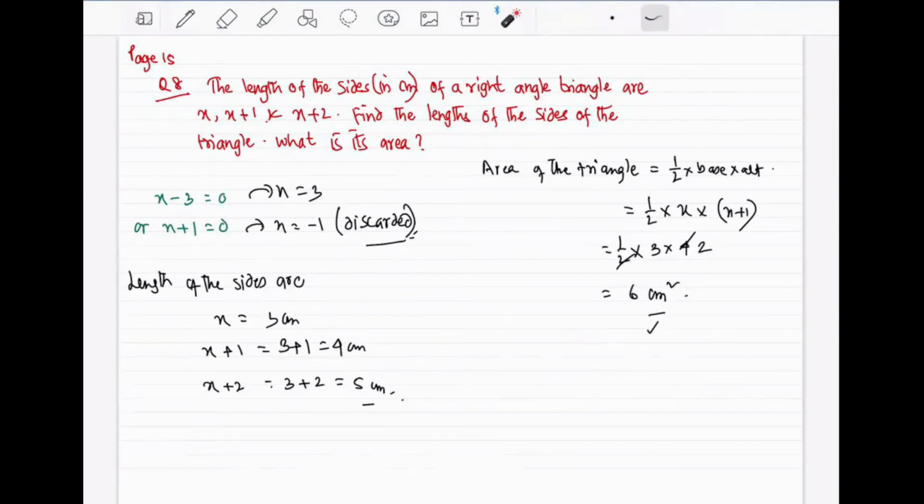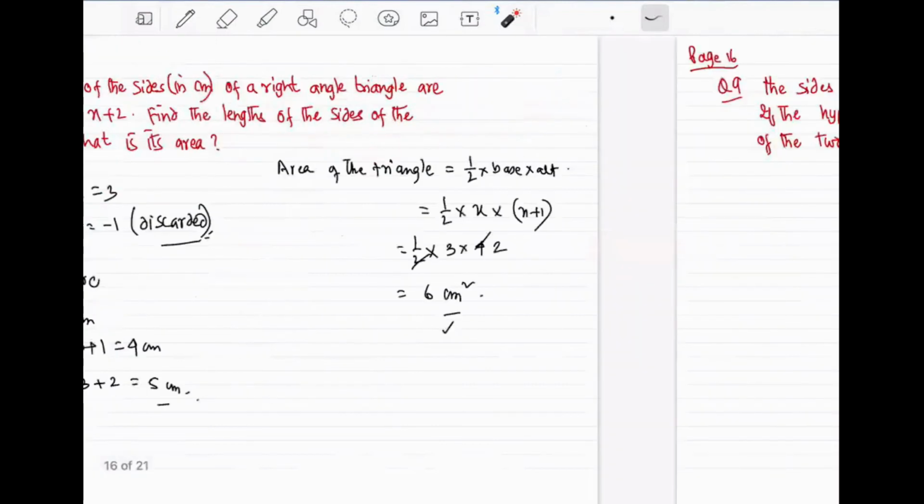Where did we get the hint for this question? It says it's a right angle triangle. So you think that the Pythagoras theorem should apply. From the Pythagoras theorem, you get a quadratic equation, and then you solve the quadratic equation. The values of x, x plus 1, x plus 2 are found out that way. Very simple and easy. Okay, next question.